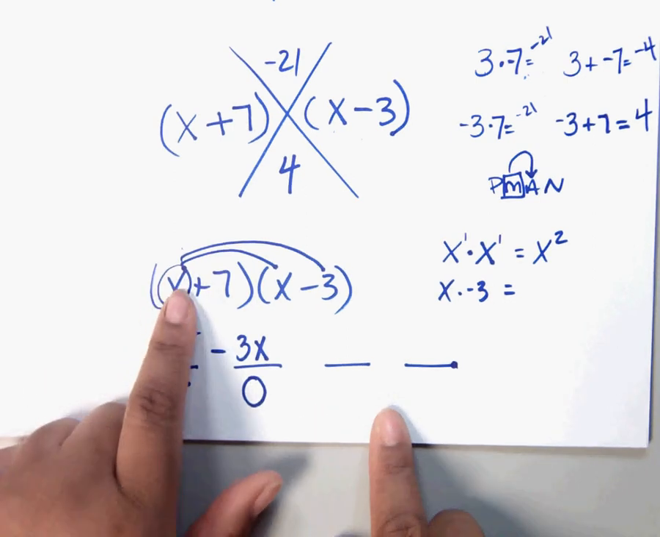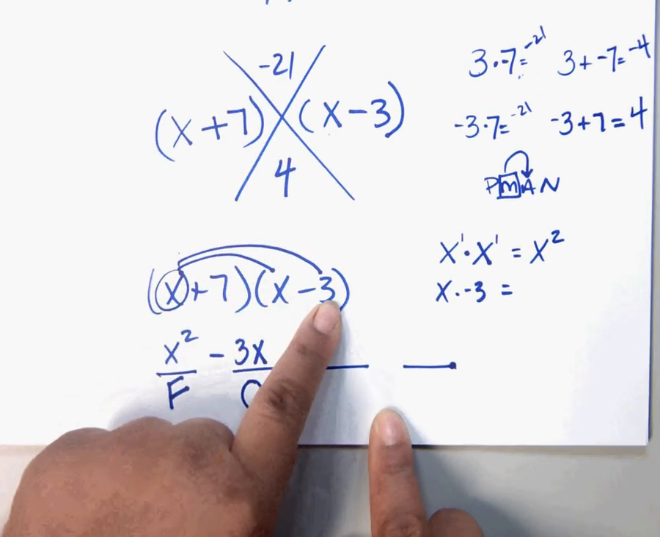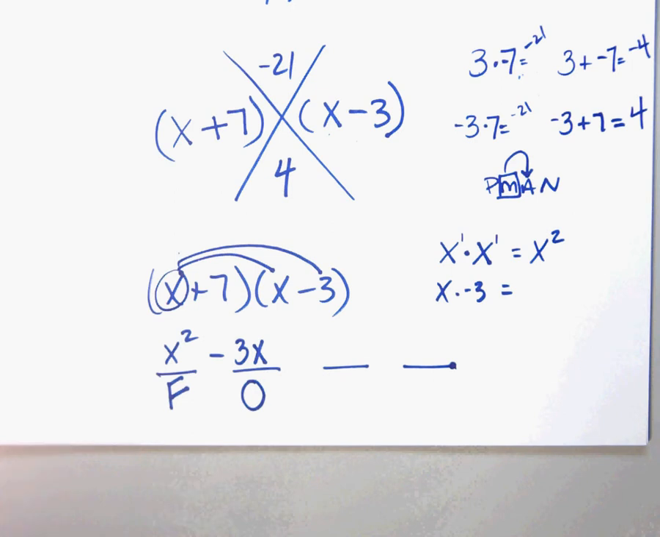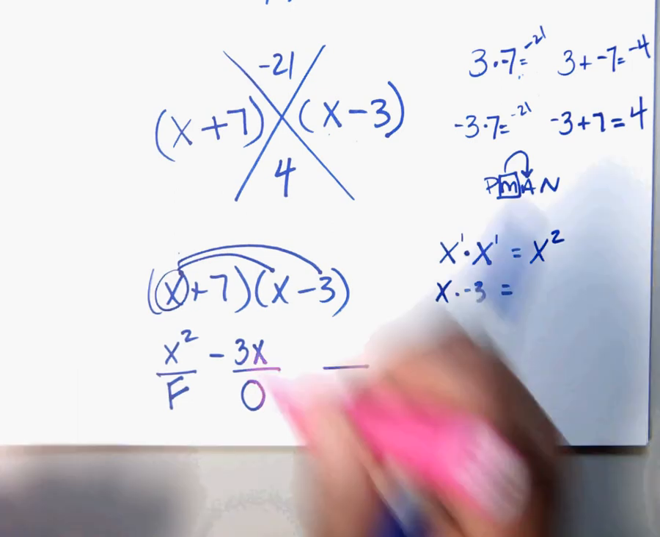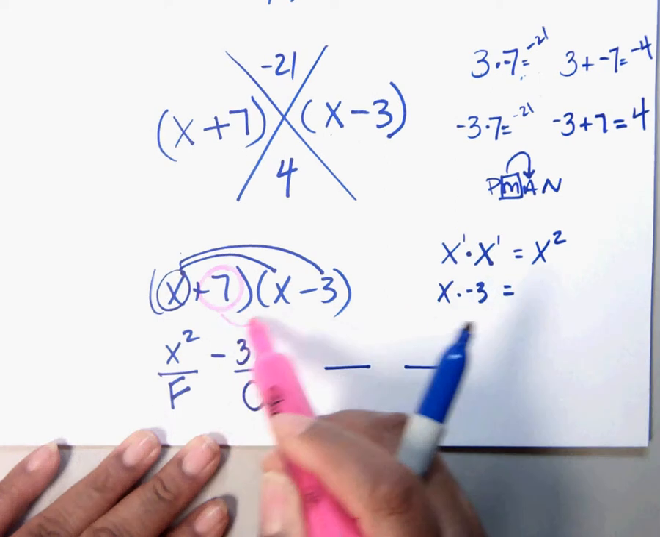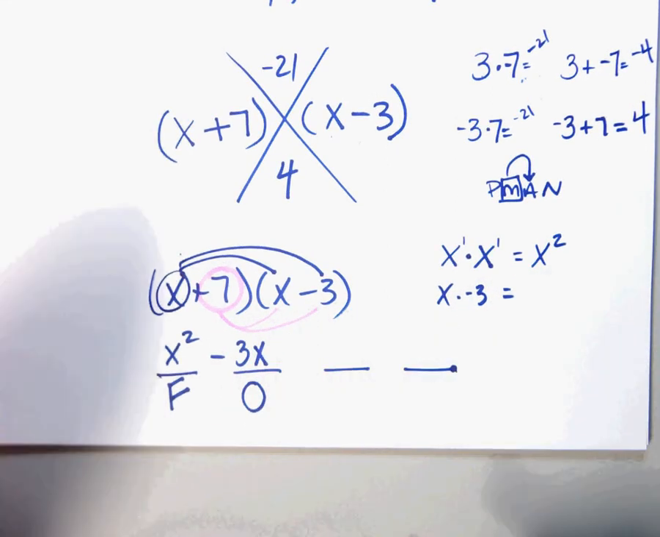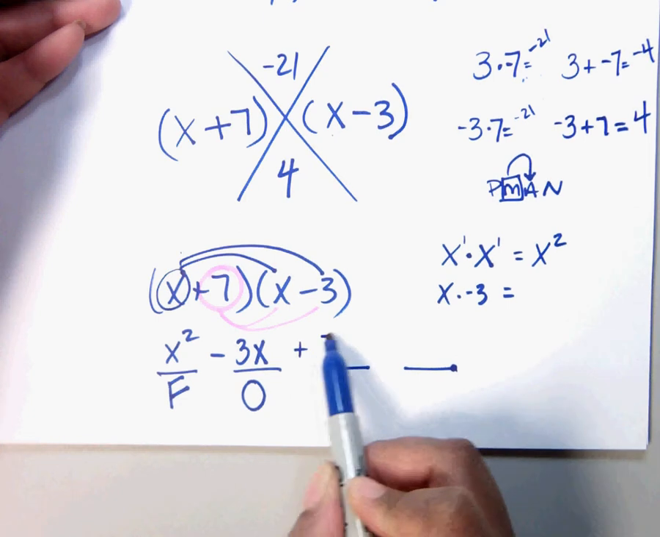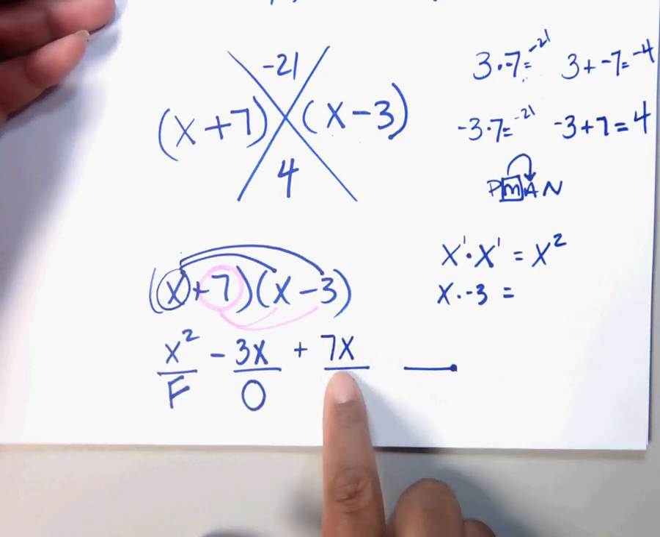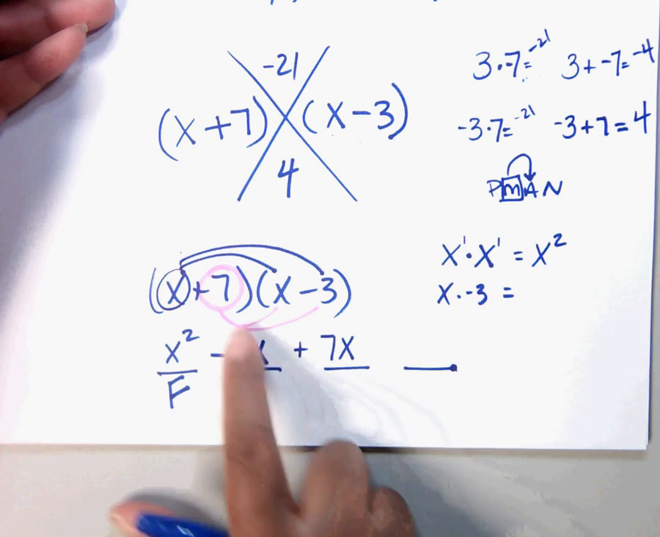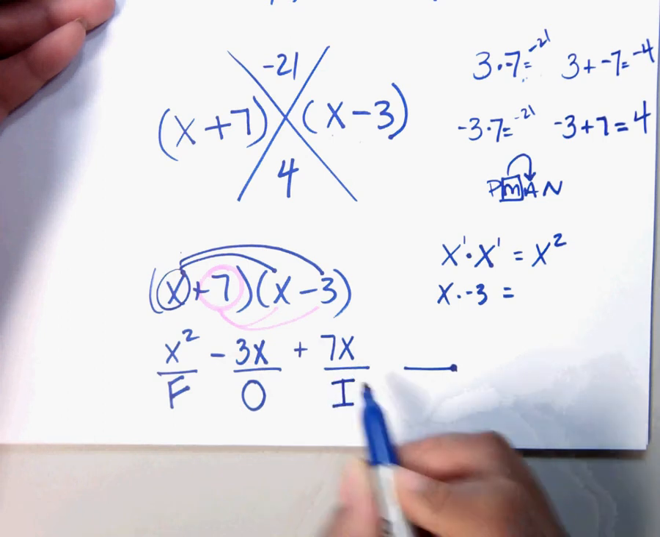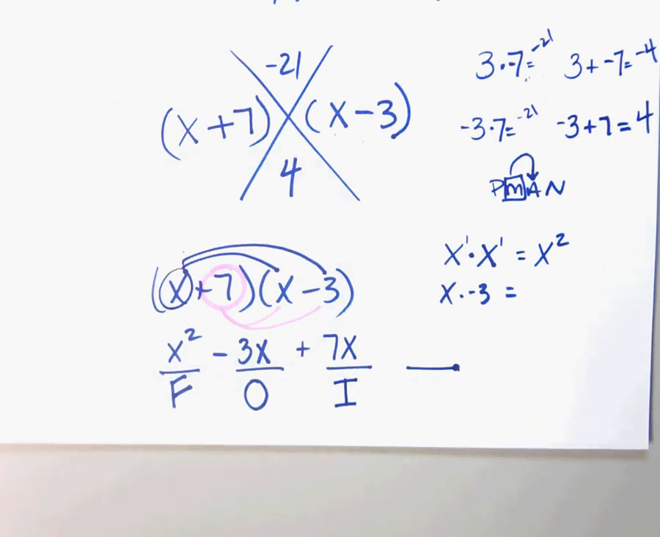So we took x and we multiplied it to both of these. What do you think we're going to do with the 7? Same thing. Multiply it to everything in the other parentheses. So we're going to take 7 and multiply it. Now the 7 times x is 7x. Positive 7x. Can anybody guess what term that is? It's the inner term, because both of them are inside. FOIL!